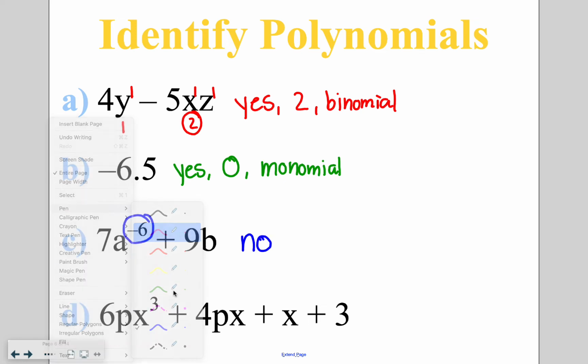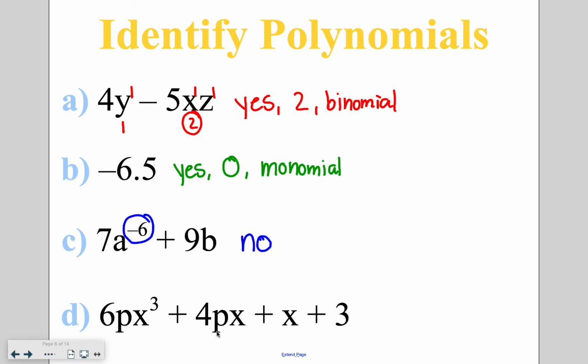For this last example, once again, we've got different pieces. All of the exponents are okay, so this is yes. When I add up those exponents, the degree of the first term is 4, the degree of the second term is 2, the degree of this third term is 1, and then the degree of the last term is 0. So our biggest number here is 4. So we've got a 4th degree. And then since this one has 4 parts, we just call it a polynomial. The only ones that have special names are monomial for 1, binomial for 2, and trinomial for 3.